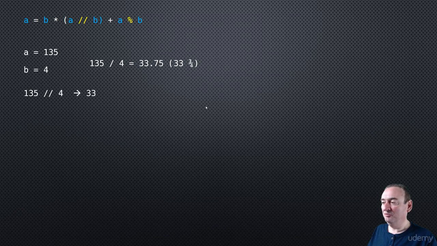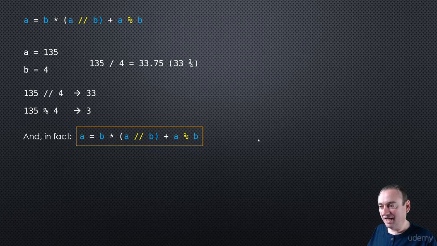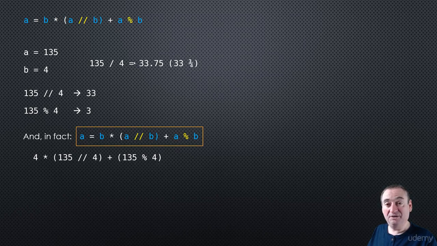So 135 div 4 is 33, right? Because 33.75 floor is 33. 135 mod 4 turns out to be 3, that remainder that we had. And in fact, if we look at this equation again, and I'll bring up that equation many times, then we have 4 times 135 div 4 plus 135 mod 4, right? 4 being that denominator over here. So it's 4 times 33 plus 3, which is 132 plus 3, which is 135, which is indeed equal to a.